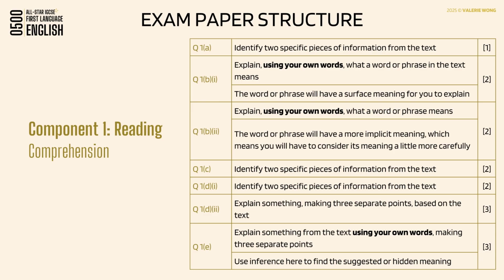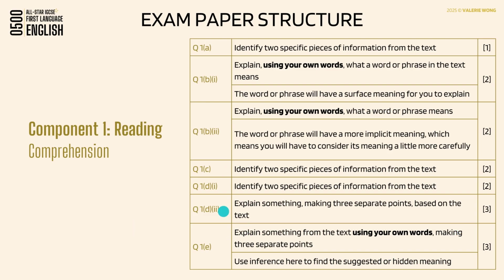Now, for question 1B2, the word or phrase will have a more implicit meaning, which means you have to consider its meaning a little more carefully. Now, both of them are each worth 2 marks, so question 1B in total is worth 4 marks. Question 1C. Identify 2 specific pieces of info from the text, 2 marks. Question 1D1. Identify 2 specific pieces of information from the text, 2 marks. And question 1D2. Explain something based on the text, making 3 separate points for the full 3 marks. So question 1D in total is 5 marks.